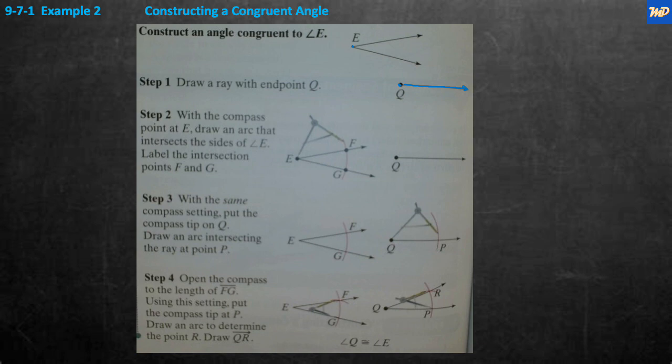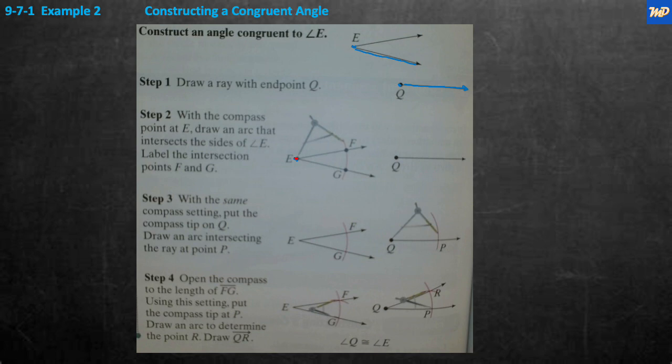Okay. Now, when you draw this, we're going to imagine it's one of these lines up here. Q is going to be part of our new angle that we're drawing. So in my mind, I'm going to say that the Q line is this side of the angle. Okay, so those are going to be matching as we look at it. So it says with the compass point at E, here's E. I'll change it to red. Compass at point E. It says draw an arc that intersects the sides of angle E. Label this intersection F and G.